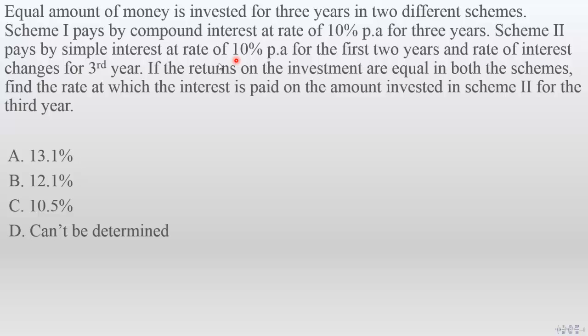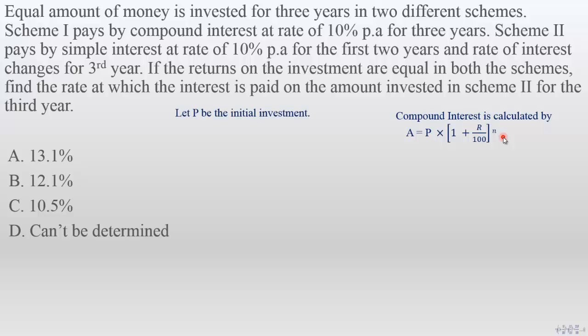Now, let us start with scheme 1. Scheme 1 uses compound interest. The compound interest is generally calculated by using this formula. A is the amount at the end of the period, P is the initial investment or the principal, R is the rate of interest that is being provided in the scheme, and N is the number of years or the time period. In our case, we know that R is 10% and N is 3 years for scheme 1.